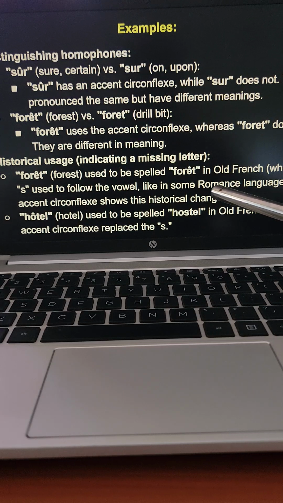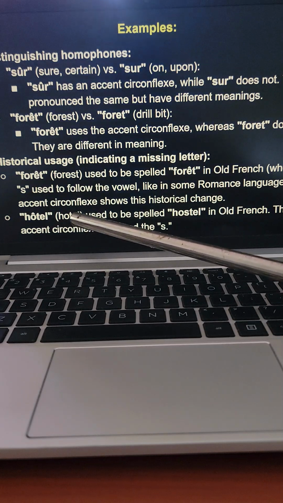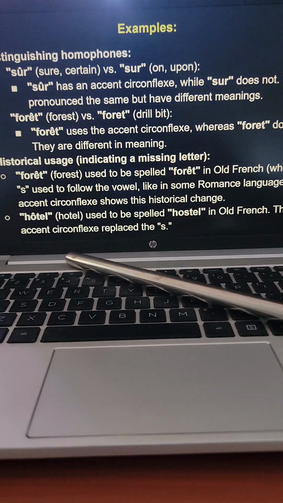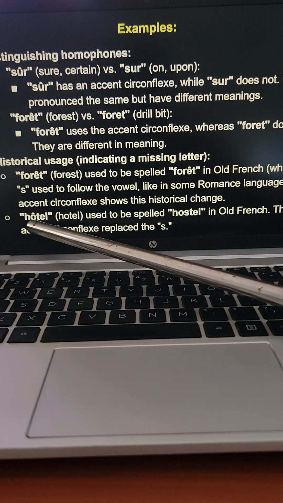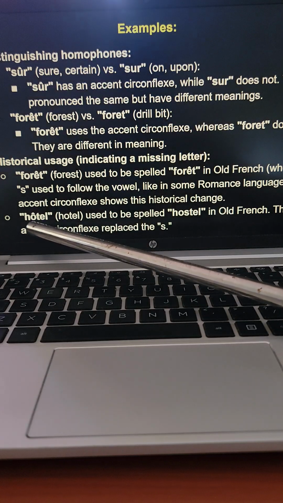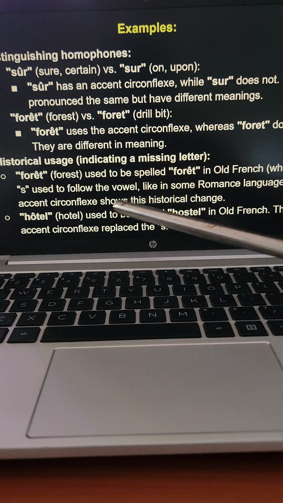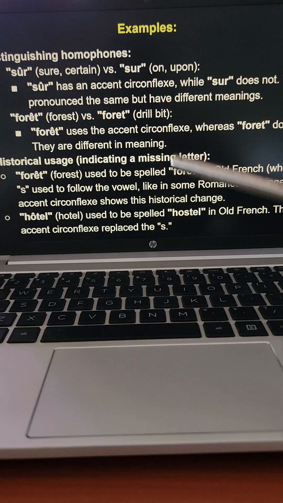Another example is hôtel. Hôtel used to be spelled like hostel, you see. In Old French, the accent circumflex replaced the S. So we say hôtel. You can see they removed the S from hostel, and then they gained that accent circumflex. I hope you guys understand what I'm talking about. So you need to be very careful when to put the accent circumflex and when not to put it, as per the context of what you want to say.